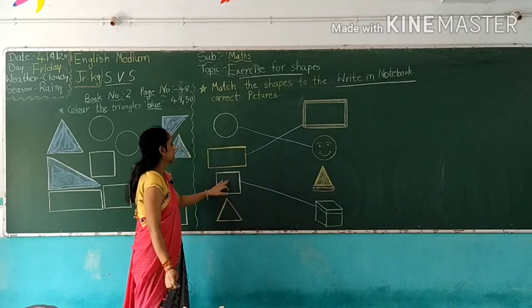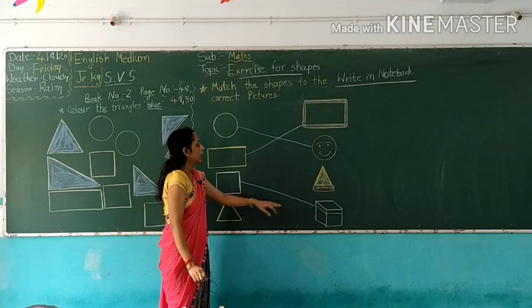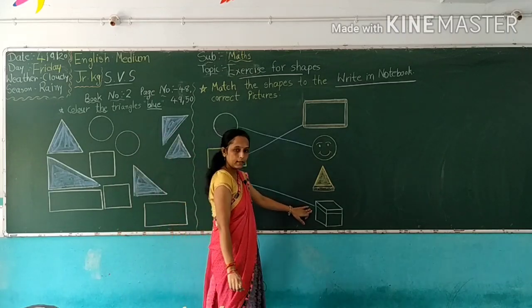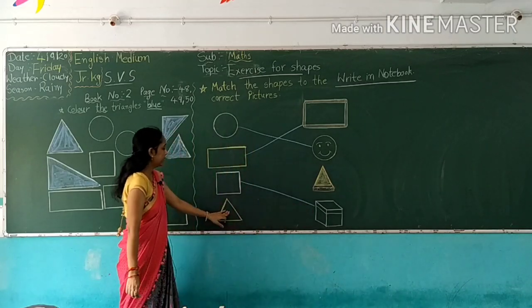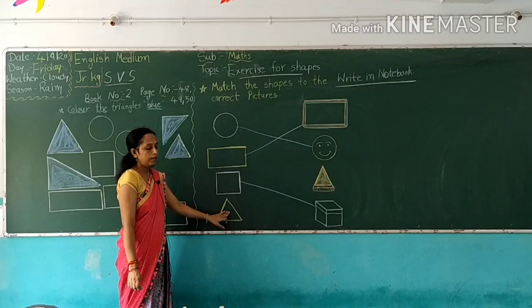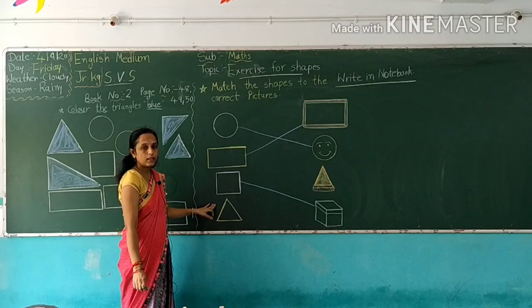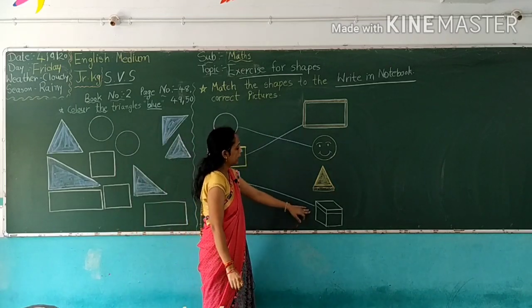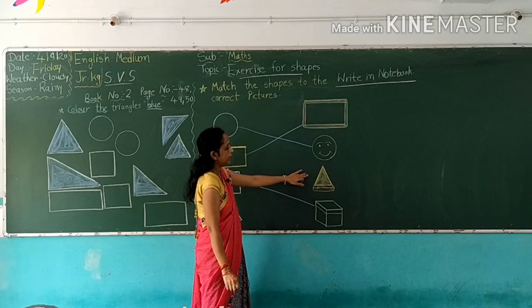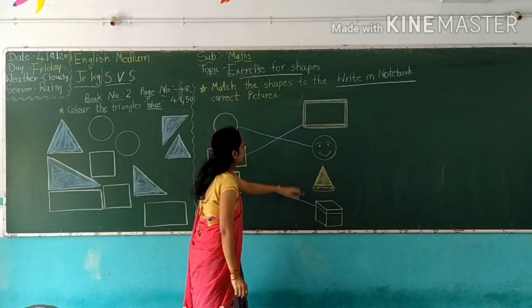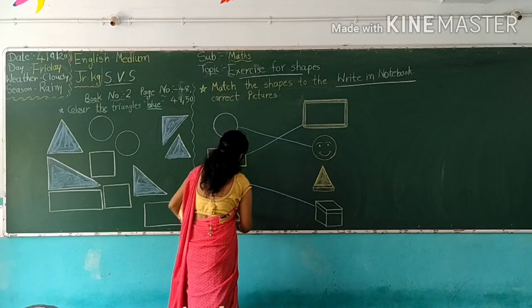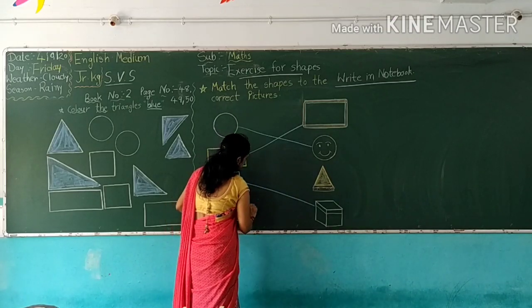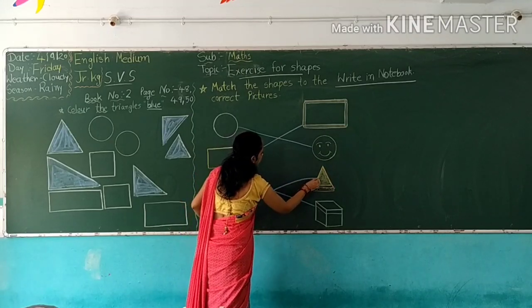Okay. The box is a square shape. And what is this? Triangle. Which shape is this? This is a triangle. So where is the triangle shape here? This? No. This? Yes. This is a sandwich. Okay. The sandwich is a triangle shape.